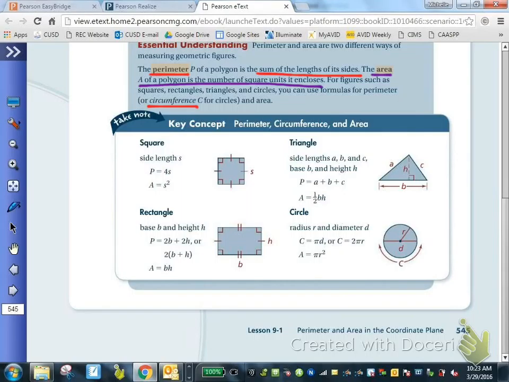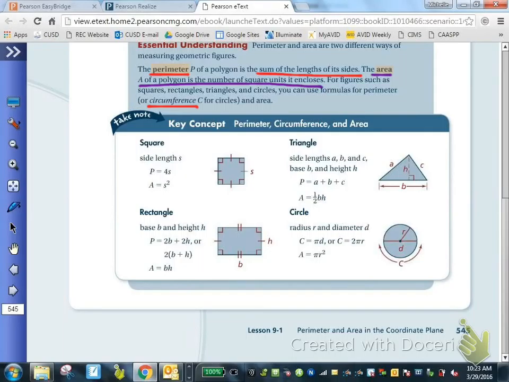Here are formulas you must have memorized. So you need to make sure that you have these memorized because they will not be given to you on an exam. On the Smarter Balanced test, you have to know what they are. So that's why I suggest you highlight them.